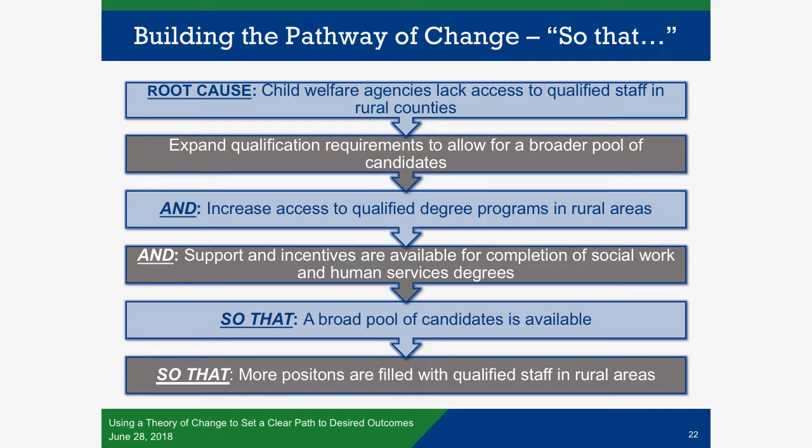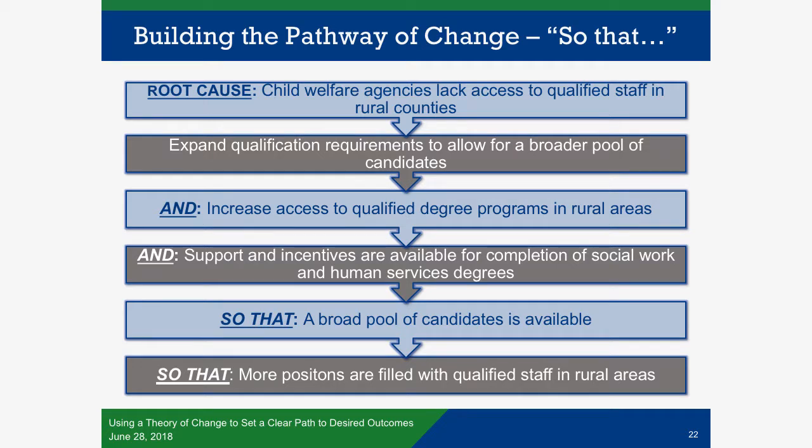This slide contains 6 boxes, each with an arrow pointing to the one below it. It reads, from top to bottom, root cause. Child welfare agencies lack access to qualified staff in rural counties. Expand qualification requirements to allow for a broader pool of candidates, and increase access to qualified degree programs in rural areas, and support and incentives are available for completion of social work and human services degrees, so that a broad pool of candidates is available, so that more positions are filled with qualified staff in rural areas.